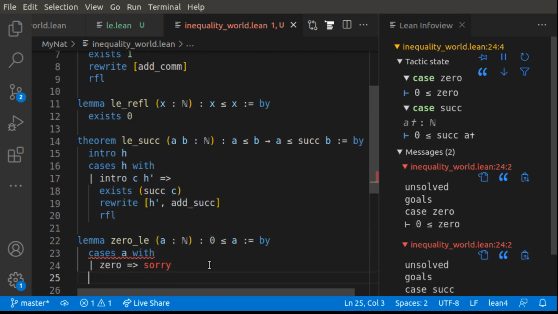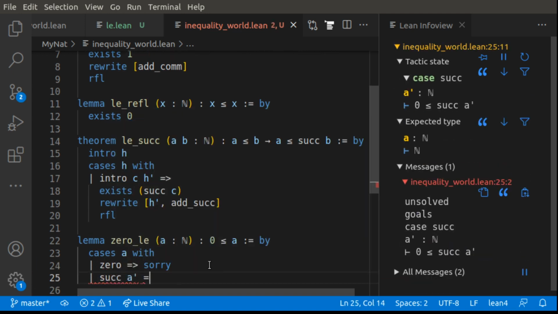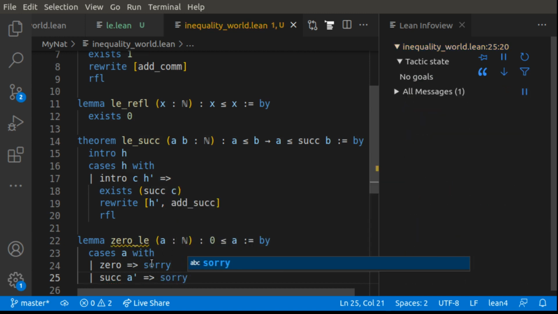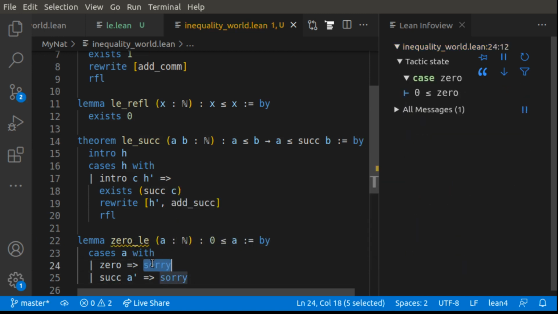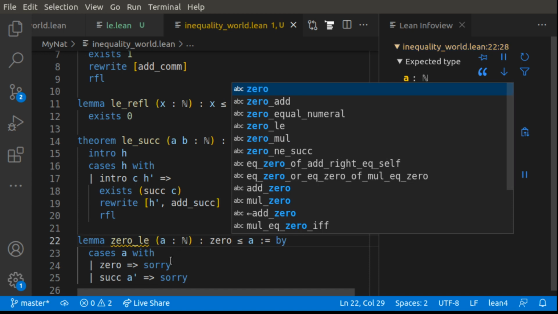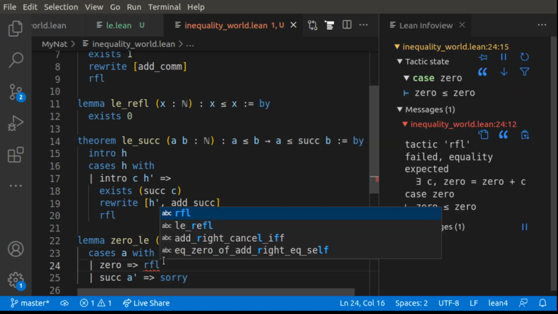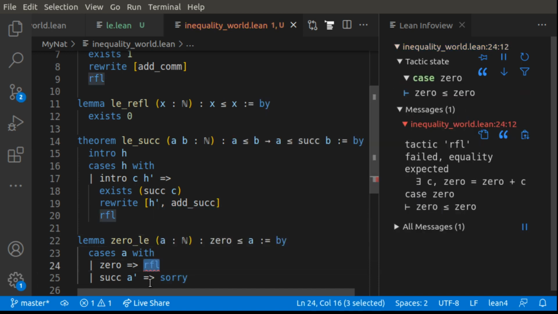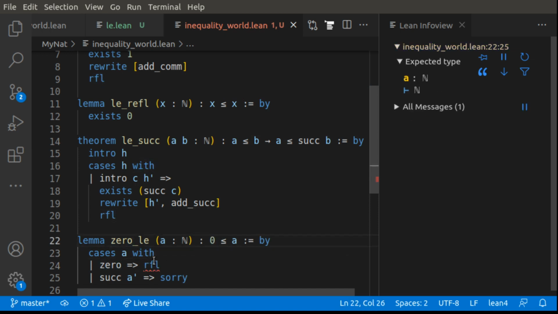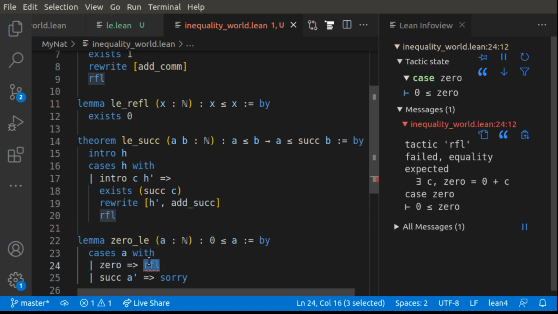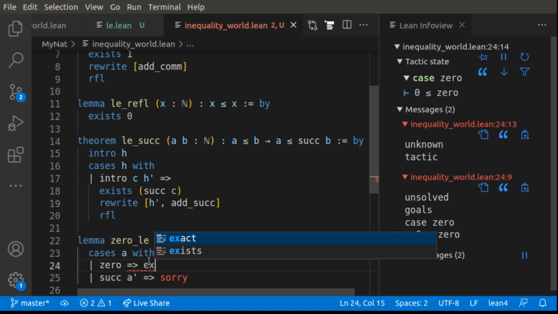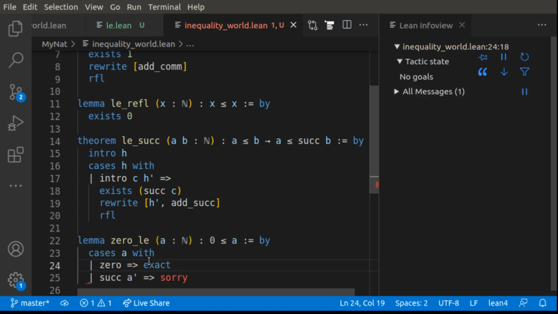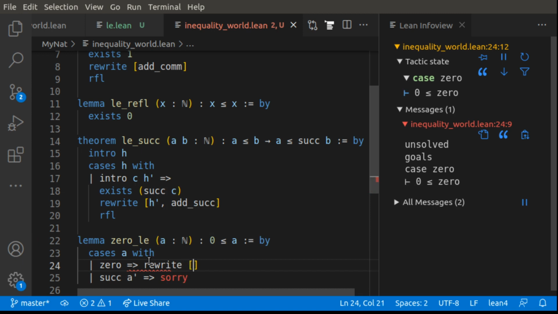0, successor A prime. Okay. 0 less than or equal to 0. Let's just do maybe 0 here. Can I do rfl? Oh, I can do LE rfl. Okay, let me try to. Let's see. Exact, or rewrite LE rfl.